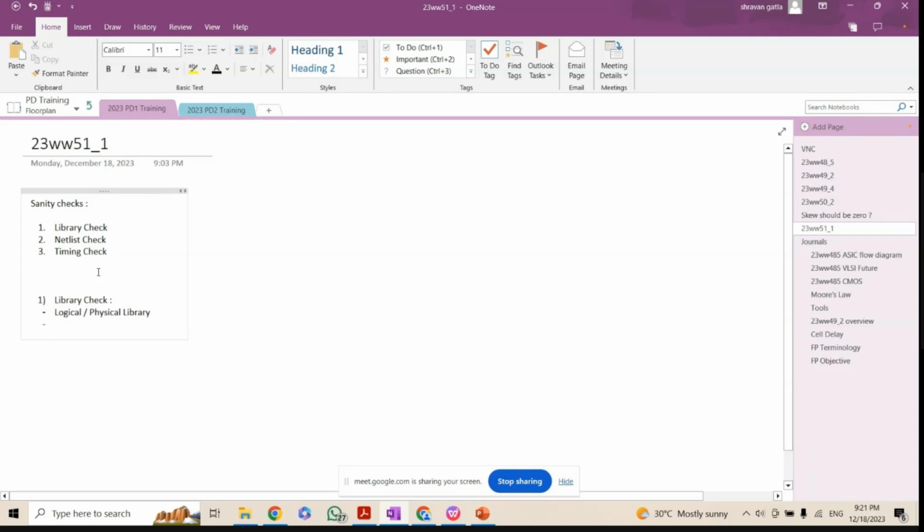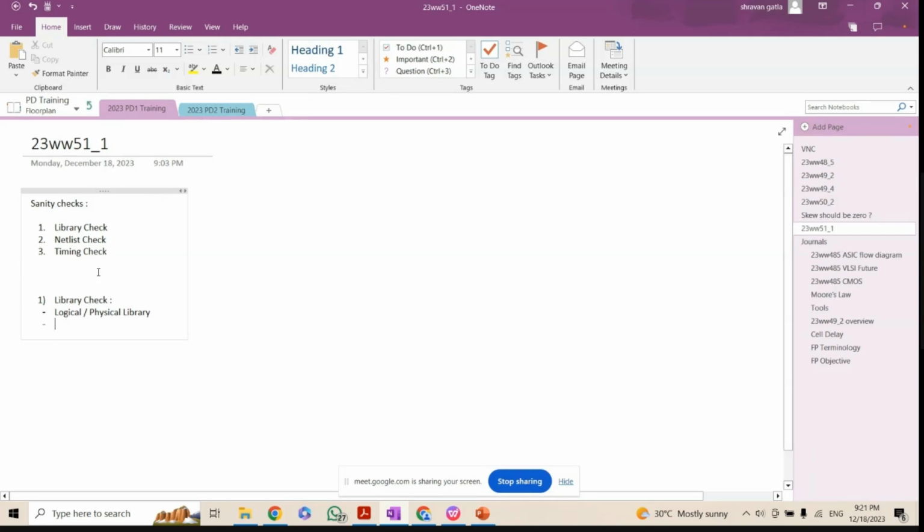Okay, let's recap one more time. Very important. Your basics, your fundamentals should be very strong. That's why I'm repeating again. Sanity checks are to ensure the correctness or quality of the inputs. Basically we do only three types of sanity checks: one is library check, netlist check, and SDC checks.